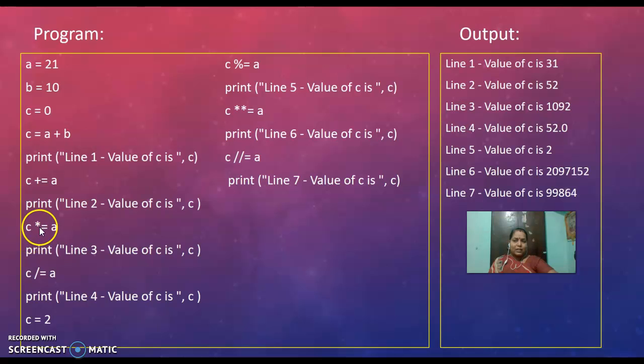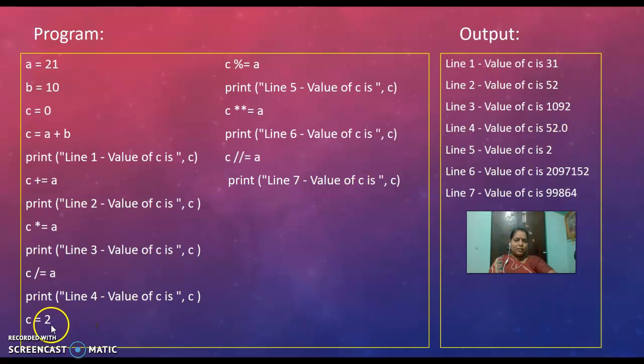Next is C star equal to A, that means C equal to C star A. So 52 multiplied with 21 and the result is stored once again in C itself. So you can see the value of C is 1092. You can see the output here. Next, C slash equal to A. This means C equal to C slash A. So 1092 divided by 21. Once again you are getting the result as 52 and it is assigned to C itself. So line 4, value of C is 52. So once again you can see the output, value of C is 52.